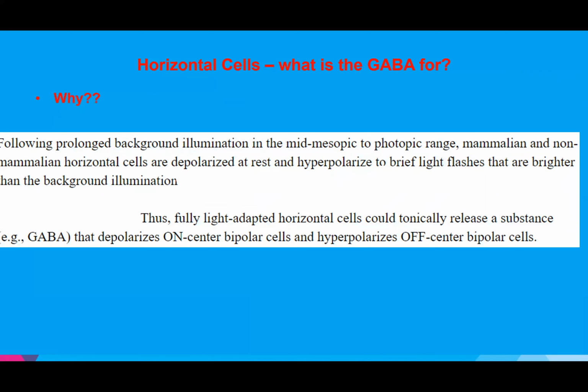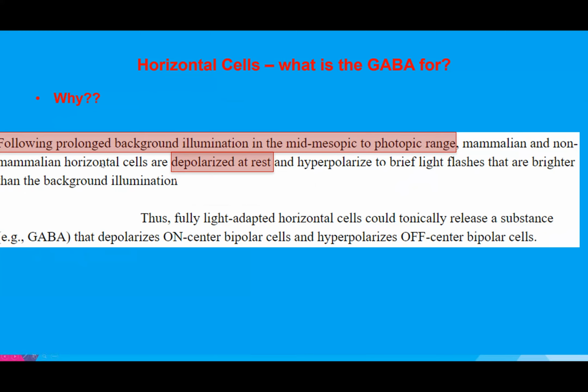Okay, so following prolonged background illumination in the mid-mesopic, so basically kind of like light to the photopic range, which means the light range. So the light is on. I'm going to use that term. The light is on, okay? Mammalian and non-mammalian horizontal cells are depolarized at rest, and then hyperpolarized to brief flashes of light that are greater than the background illumination. Now, let's just parse what the heck that means.